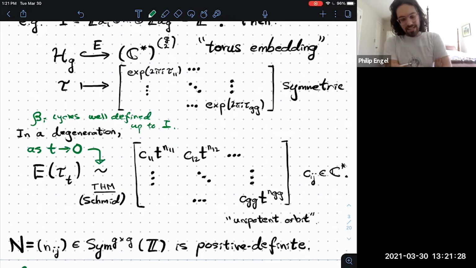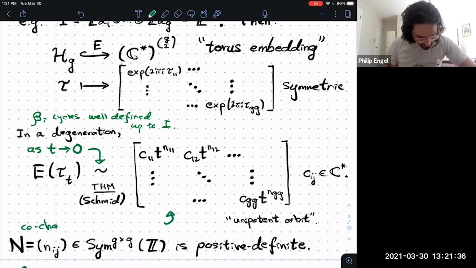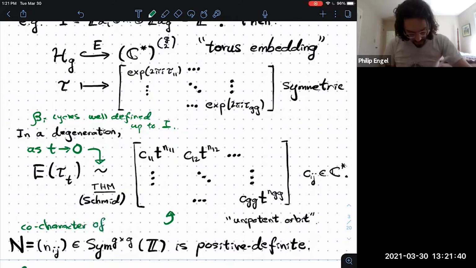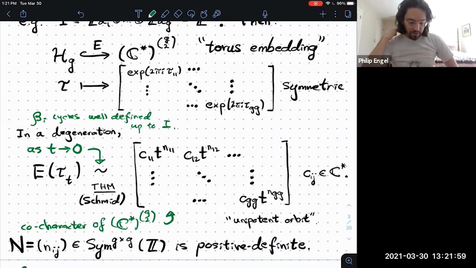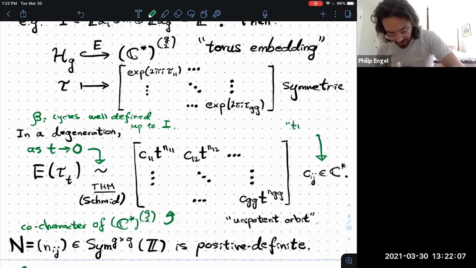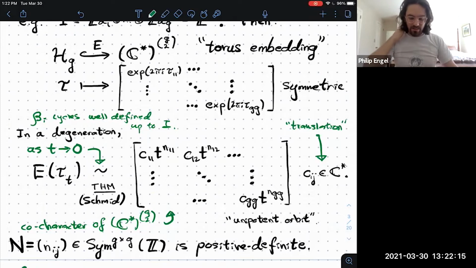what is it asymptotic to? It's asymptotic to a co-character of this torus, C star to the G choose 2. By a co-character, I just mean an inclusion of C star into C star to the G choose 2, which is a composition of a group homomorphism and a translation. This C_ij, you should think of as the translation part. If all of the C_ij were 1, this really would be just a group homomorphism from C star into C star to the G choose 2. And such a co-character is called a unipotent orbit.